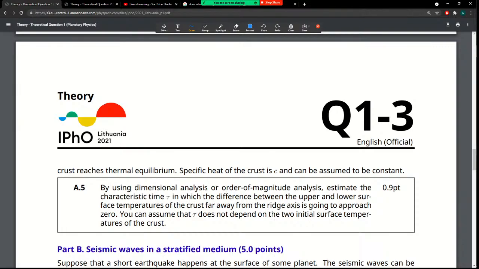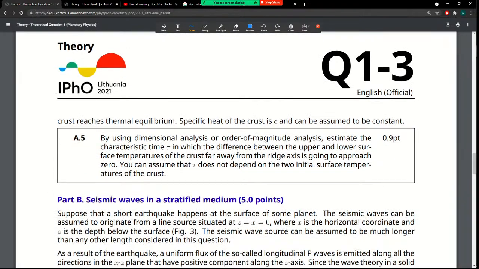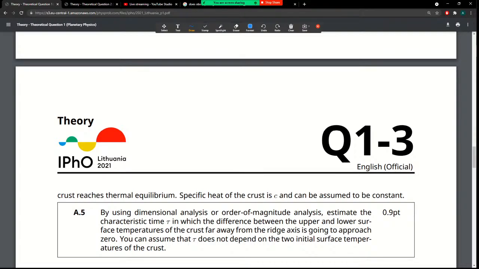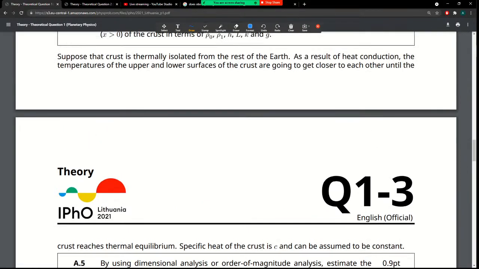Okay, I so completely didn't get the question. They just want us to find the relevant parameters and then use dimensional analysis. But I don't understand what the characteristic time tau is, how it is defined. Yeah, I don't know what that is either. Is there some wave going from upper to lower surface? Yeah, that's what I was thinking, but it doesn't say anything about that.